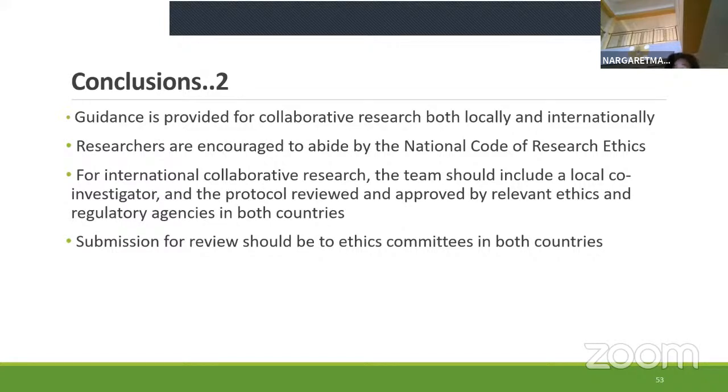Guidance is provided for collaborative research, both locally and internationally. Researchers are encouraged to abide by the National Code of Research Ethics. For international collaborative research, the team should include a local co-investigator and the protocol reviewed and approved by relevant ethics and regulatory agencies in both countries. Submission for review should be to ethics committees in both countries.